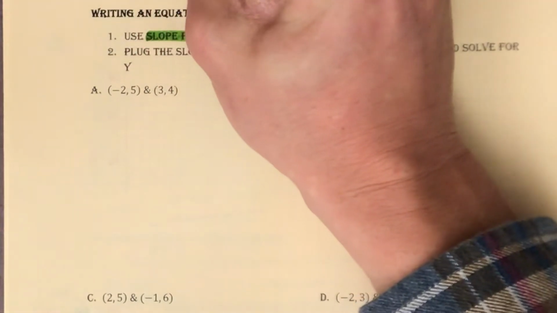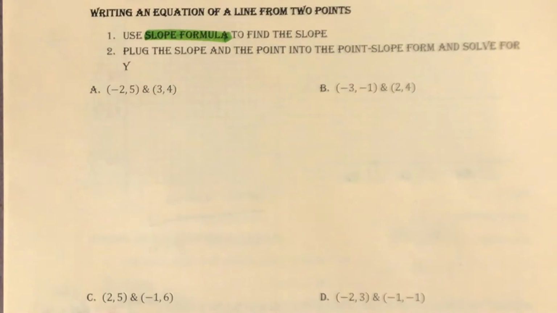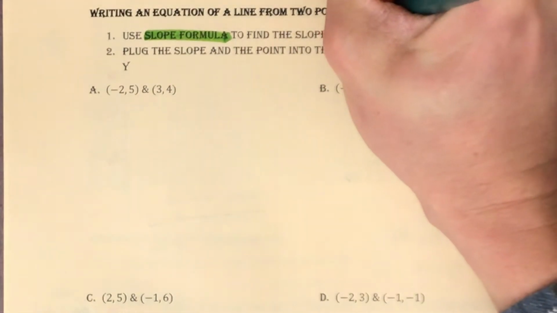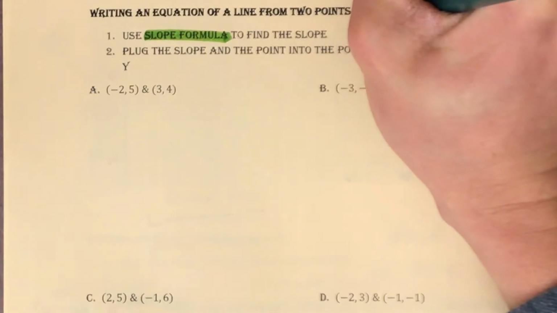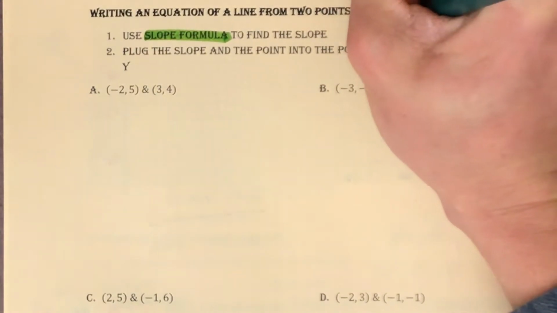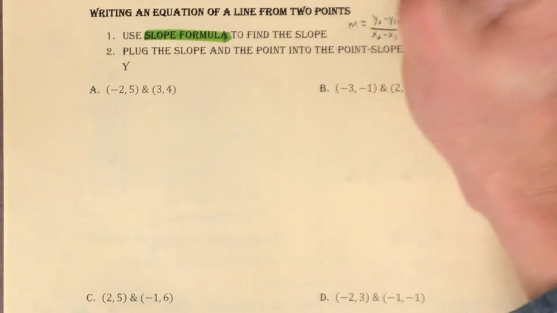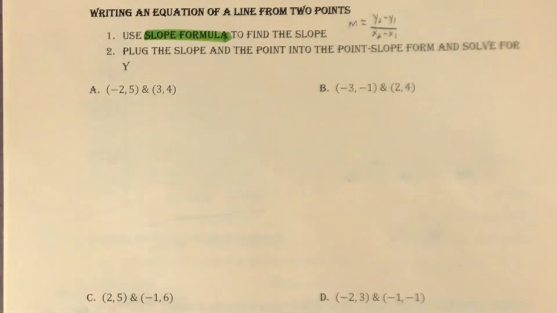All right, so we're going to use the slope formula. And just a reminder, the slope formula is m equals y2 minus y1 over x2 minus x1. That's the first thing we got to do. We got to use that to find our slope. So when I get these 2 points, the first thing I like to do is label them x1, y1, x2, y2. Once we've found the slope, then we're going to plug that slope and one of the points.